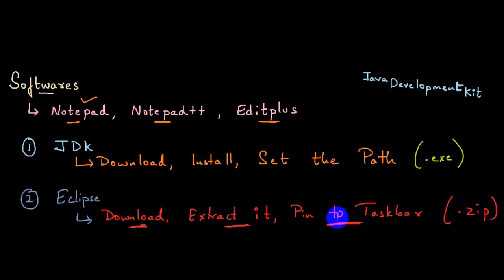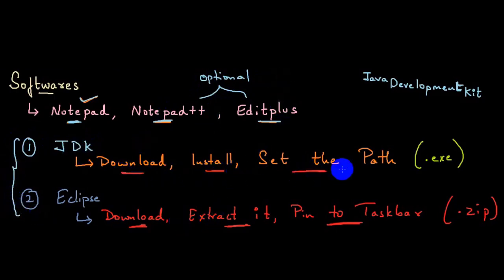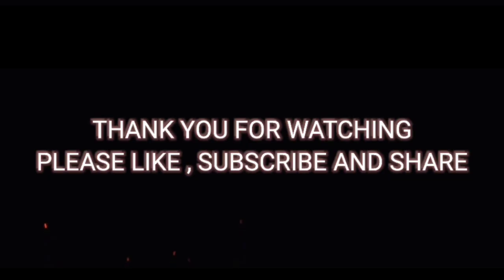So these are the things which you need to do here. Notepad is already there in your system, so you don't have to worry about it. If you want Notepad++ and Edit+, it's optional. If you want, you can download it and work with it. If not, these two are mandatory: JDK and Eclipse. So you need to download, install, and set the path for JDK. It's an exe file. Eclipse, download, extract it, and pin to taskbar.